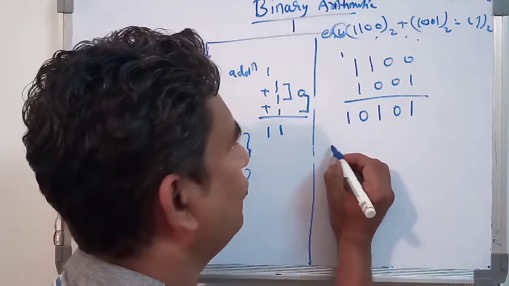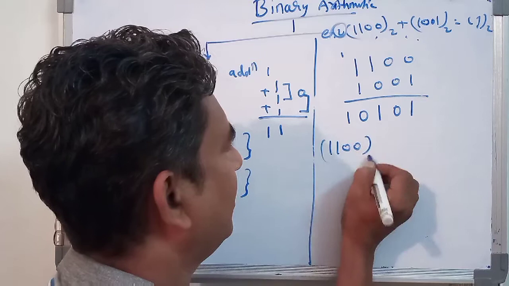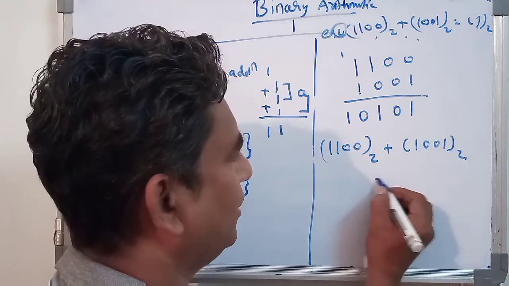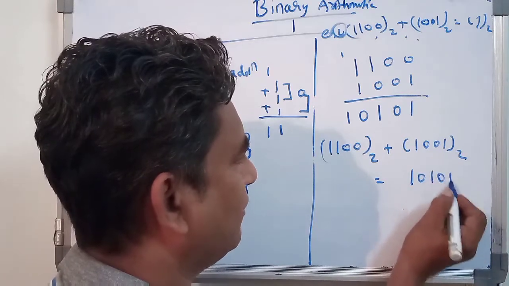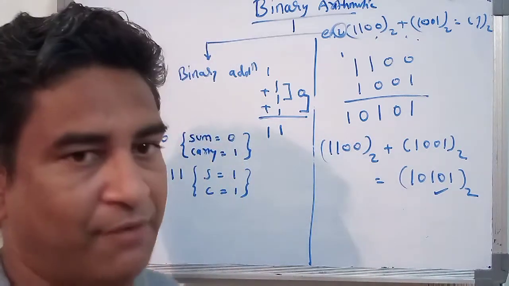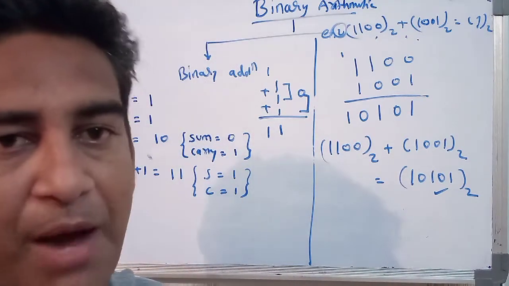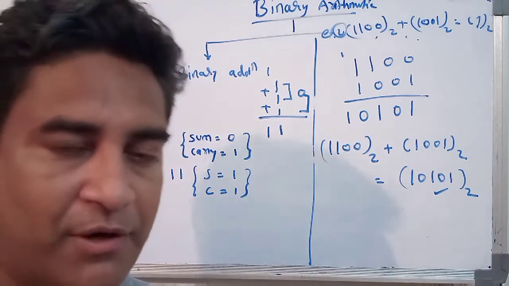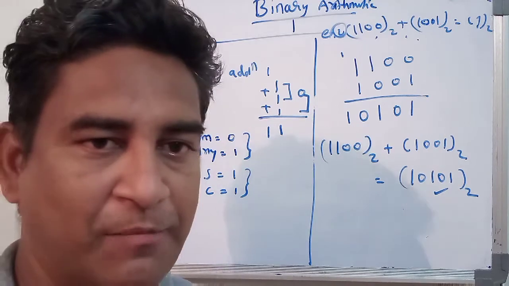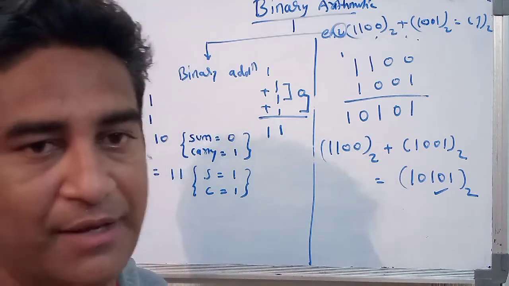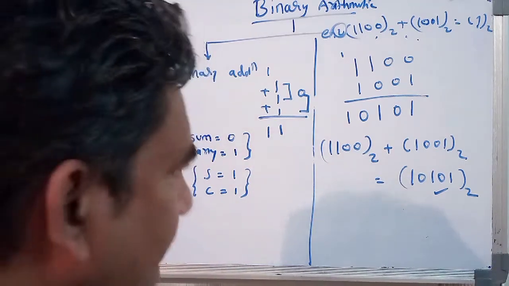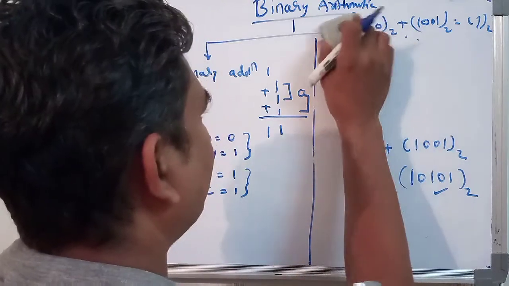Okay, so 1100 with a base 2 plus 1001 with a base 2 is equal to 10101 with a base 2. So this is the answer which we will get after addition of any two binary numbers. Whatever binary numbers have to be added, after addition we have got the answer. Okay, so these are a few examples of the addition. Now we'll go for the subtraction.